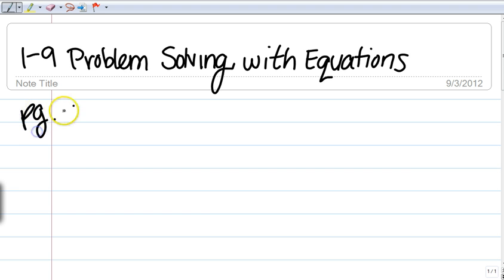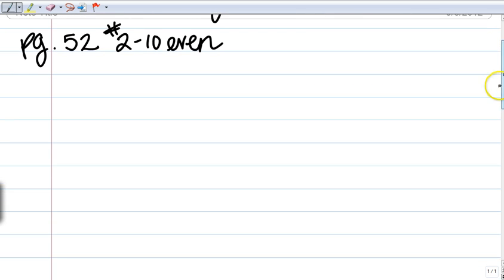I am going to do again the evens with you, so you need to open your book to page 52, and we're going to do 2 through 10 even together on the notes, and then for homework you are going to do 1 through 11 even in class. So again, when you look at these, use the evens to help you with the odds. They relate to each other. Let's look at number 2 first.